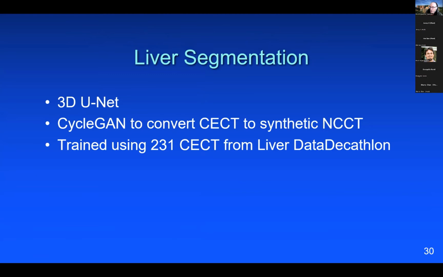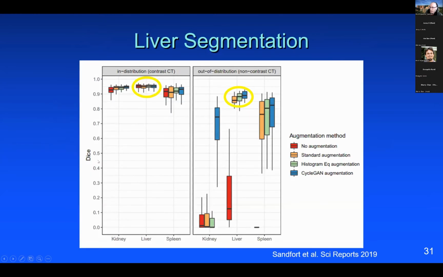This method used a 3D UNet with a cycle GAN to convert the contrast to the non-contrast CTs, and we used over 200 scans from the liver data decathlon to train the system. And we found that this cycle GAN method led to high Dice coefficients for the liver on the out-of-distribution non-contrast CTs.